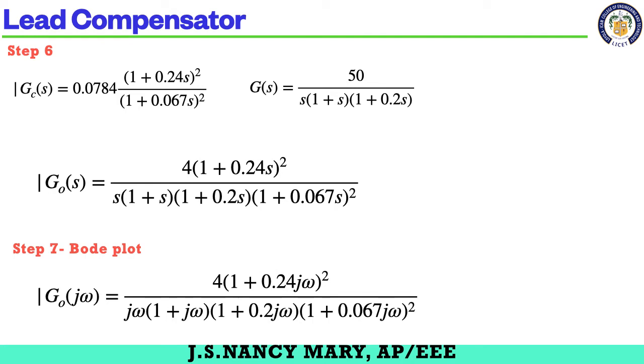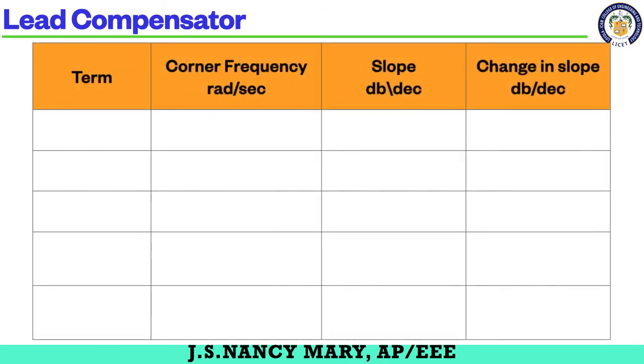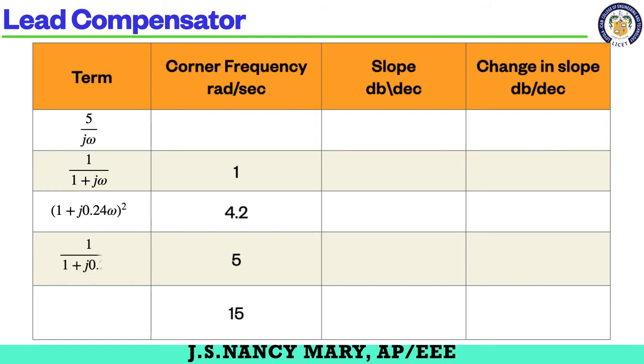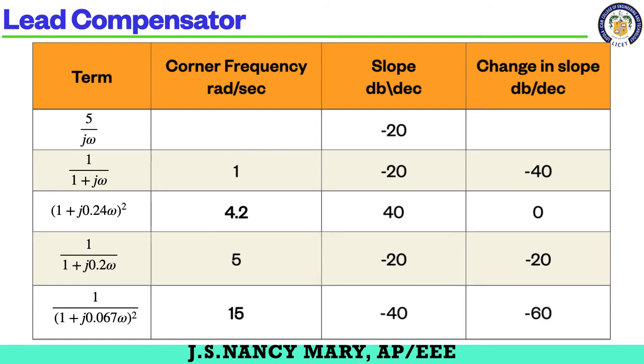So you will have around 5 terms including the first term. So I'll be getting 5 by J omega, 1 plus J omega, 1 plus 0.24 J omega whole square, 1 plus J 0.2 omega, 1 plus J 0.06 omega whole square. So slope minus 20, minus 20, minus 20, minus 20, 40, minus 20, again minus 40. So you'll be getting the values change in slope like minus 60.